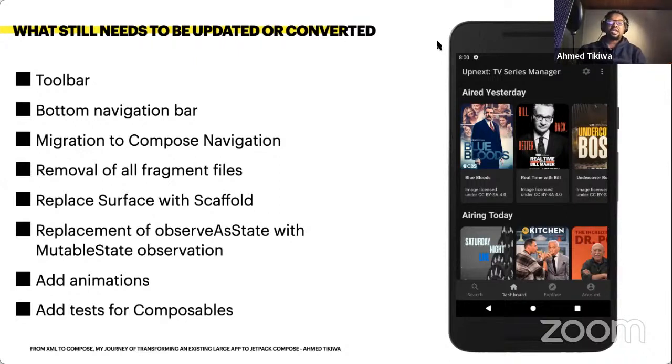I will then replace the surface with a scaffold because then I want to use the toolbar and the bottom nav bar. Then I would like to replace observer state with mutable state observation. This is just a personal preference. There's nothing wrong with observer state. So if your view models are using live data, you can transform it using observer state and it'll work just fine. Then I'd like to add animations to make things look pretty and just transition very well in between the different screens as well as on the screen itself. Jetpack Compose actually provides nice APIs for animations. Then I would like to add, and most importantly, tests for all my composables.